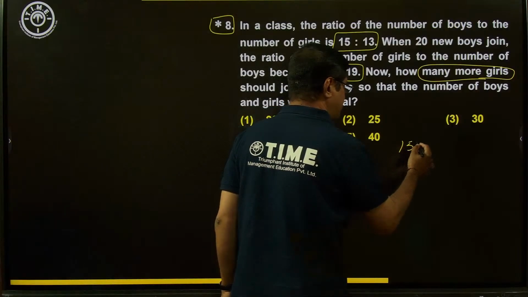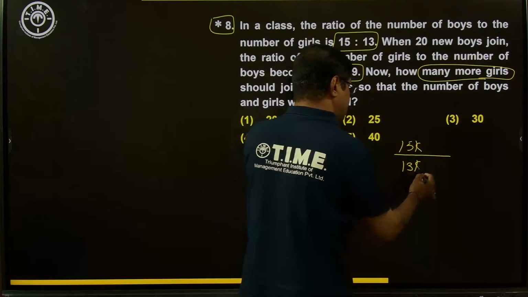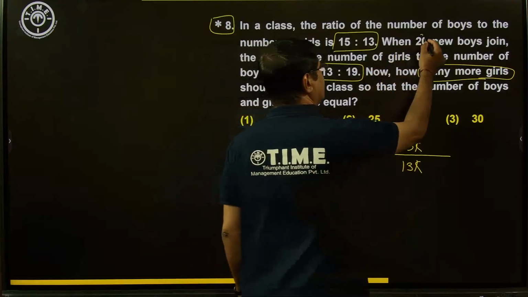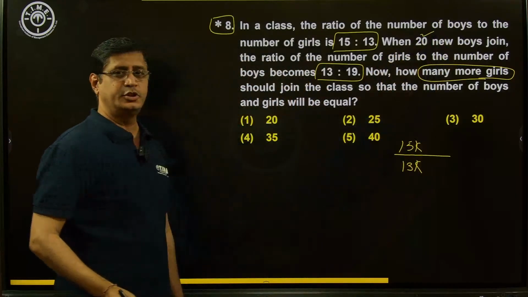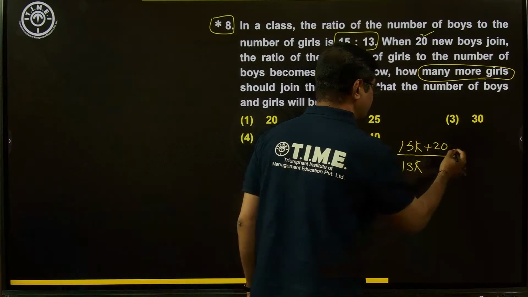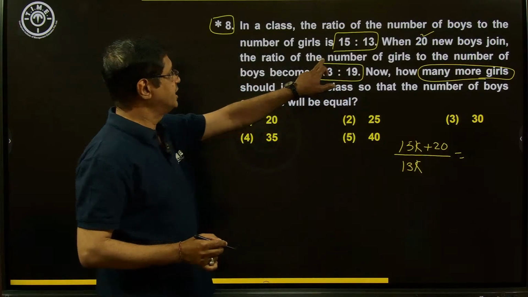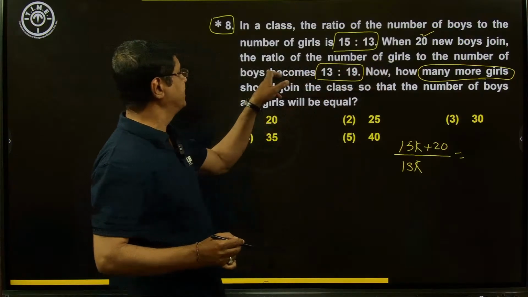The boys are 15K and the girls are 13K. What is the first condition here? 20 new boys join the class. So 20 joined here. Now the ratio will become, just look at this one. Be careful. Here the number of girls to boys is given.